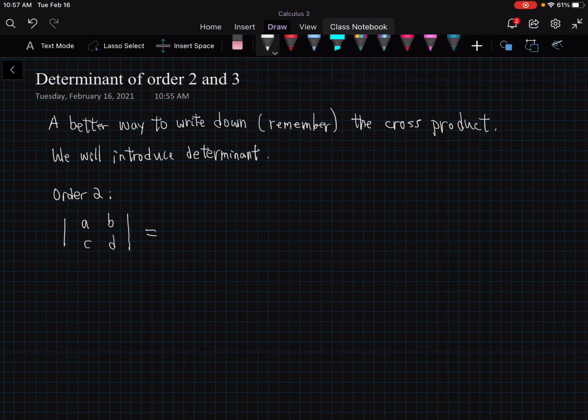Now we will introduce the determinant of order 2 and 3. All right, so last video we talked about the cross product. We figured out what the cross product C is for A cross B. However, when we write down the components in terms of A and B, it looked very cumbersome. So there's a better way to write down or remember the cross product.